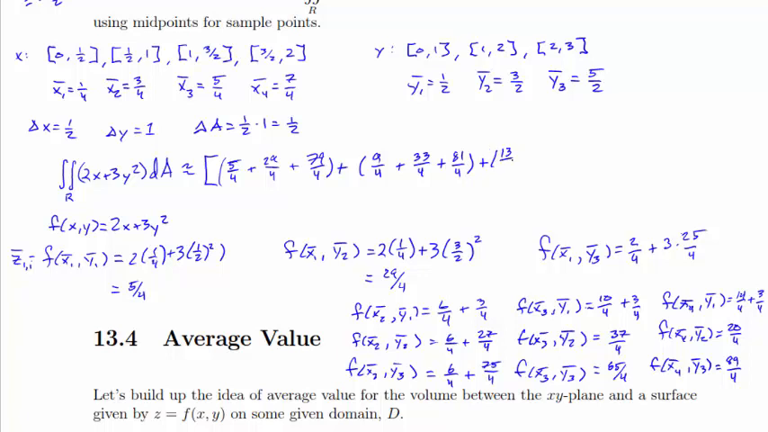I've got 13/4 plus 37/4 plus 65/4 plus 17/4 plus 20/4, oops, plus 89/4. And then we want to multiply these by delta A, which is 1/2. So this equals, let's see, all right, so we got 34 and 79 is 113/4.